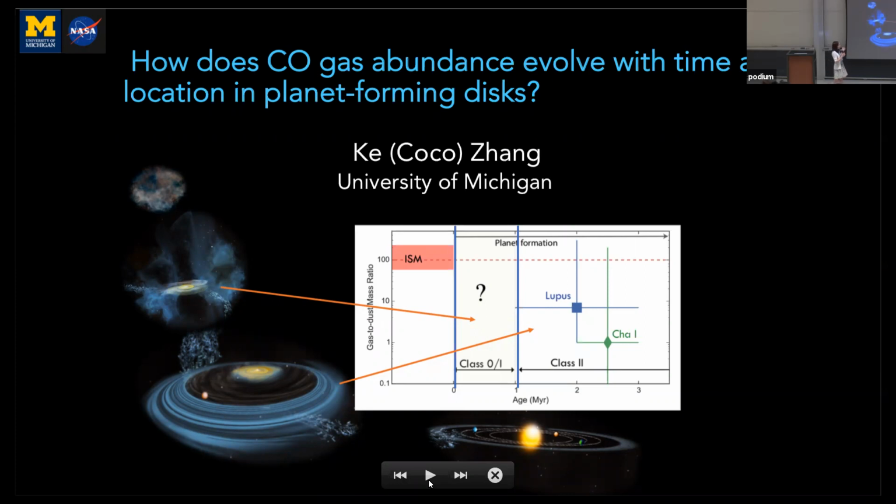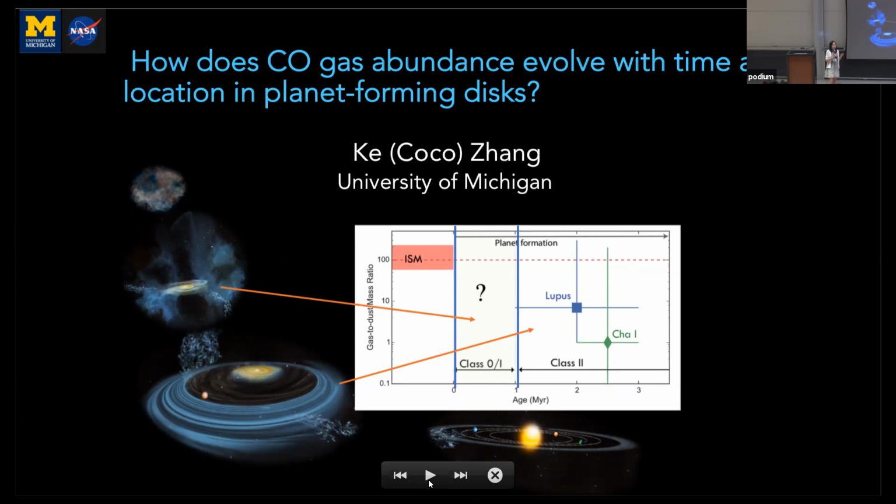So for the poster, I focus on carbon monoxide, which is one of the simplest molecules. And for many years, people thought it just carries the interstellar medium abundance into the disk, and they keep it there for 10 million years. But now we are finding it's more complicated than that. So the abundance actually changes dramatically, order of magnitude variation from the inner disk to the outer disk, and it also changes with the evolutionary stage.